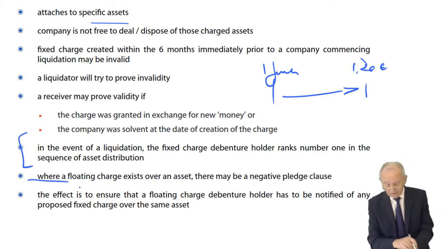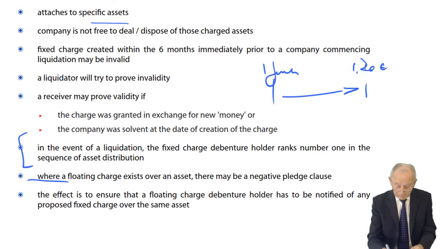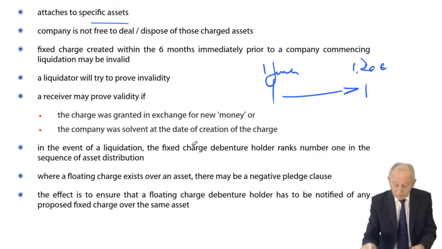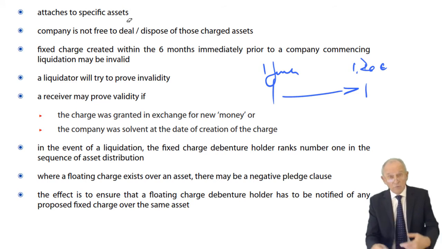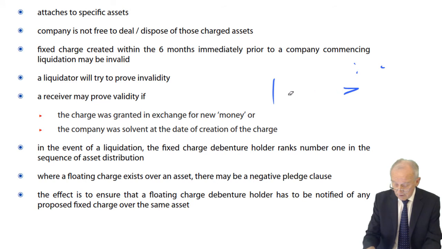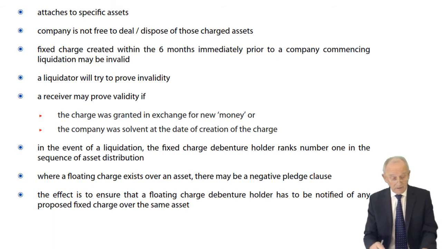Where a floating charge exists over an asset, there may be a negative pledge clause, which I've told you about. The effect is to ensure that the floating charge debenture holder has to be notified and has to approve the situation where a fixed charge is going to get a prior claim over the same asset that would otherwise be available for the floater. And that's fixed charges.